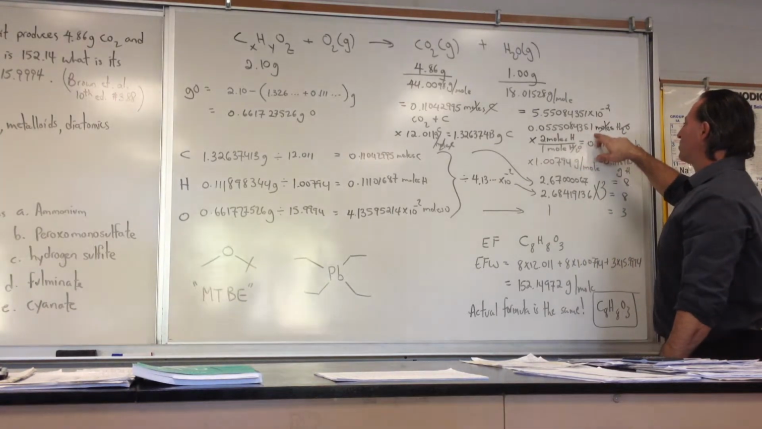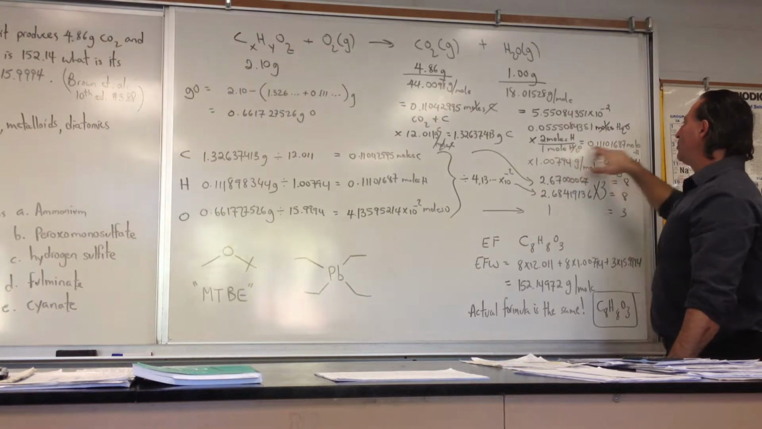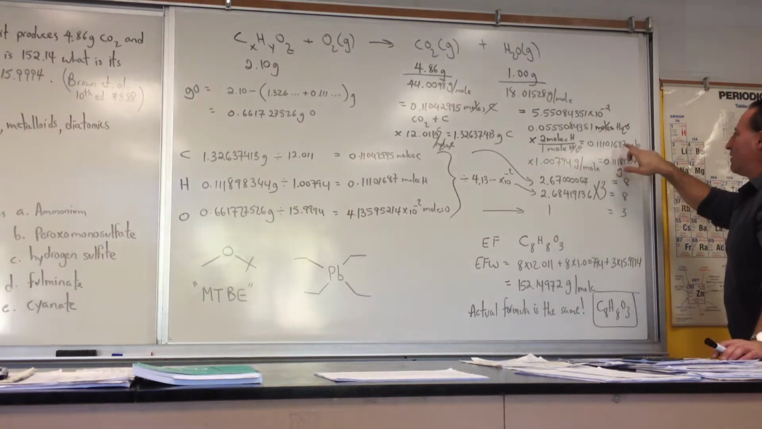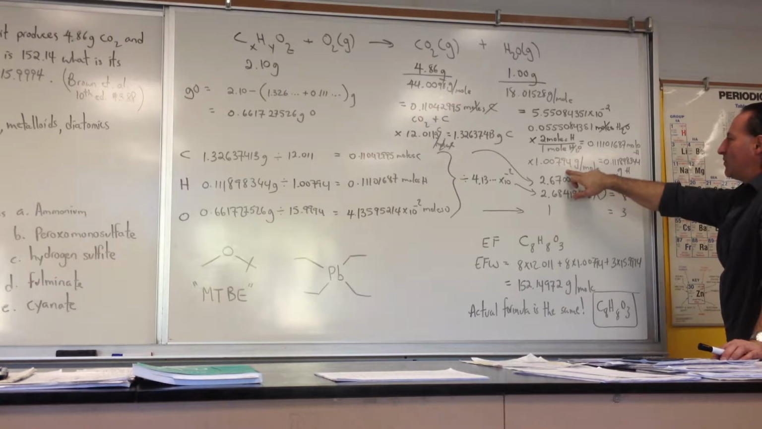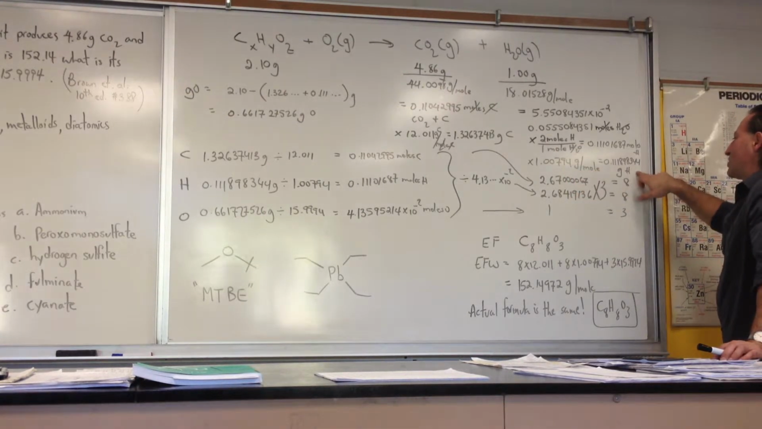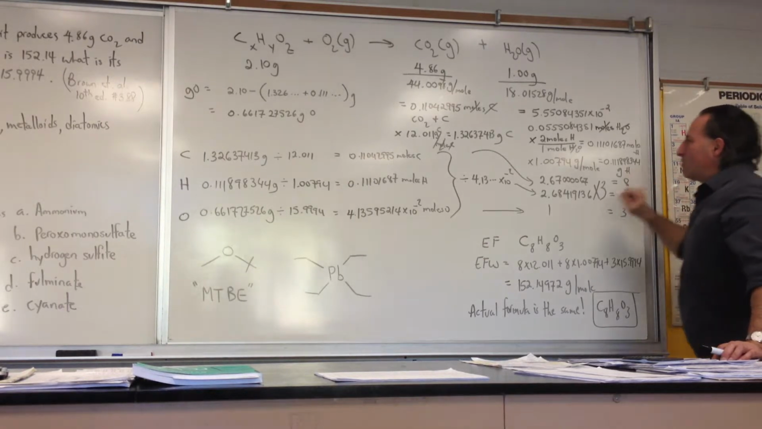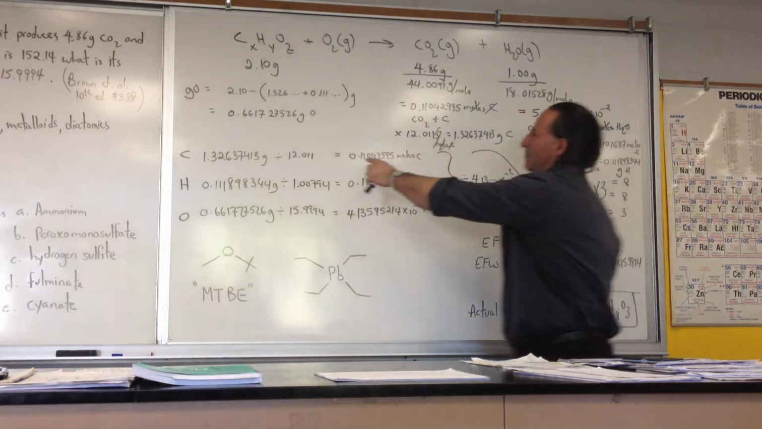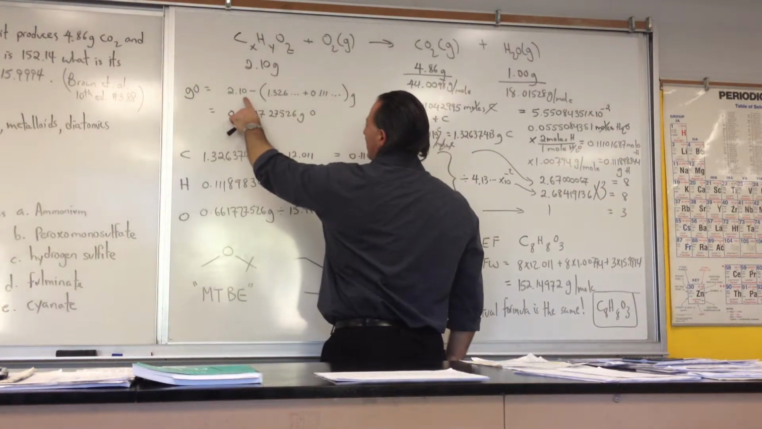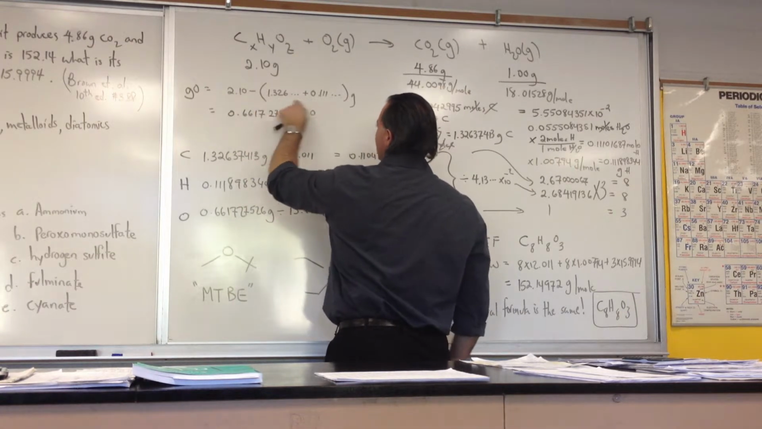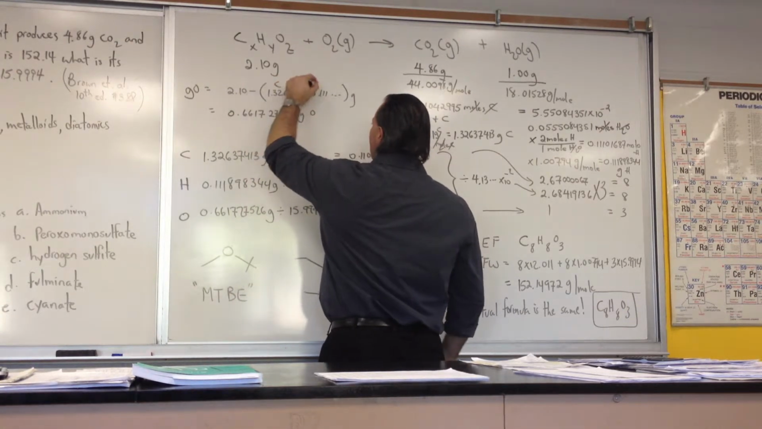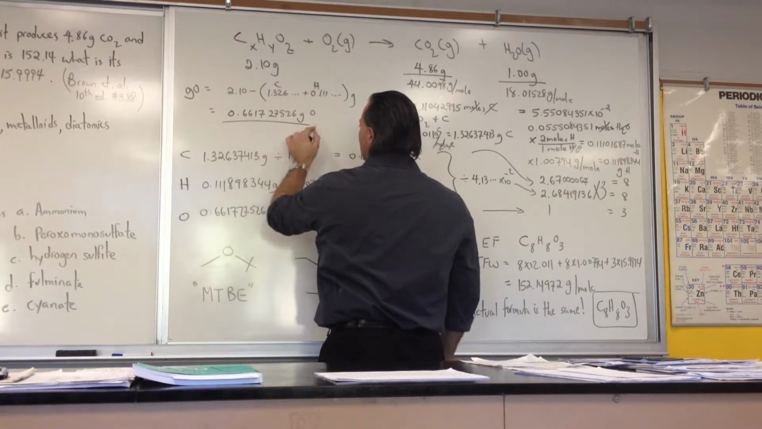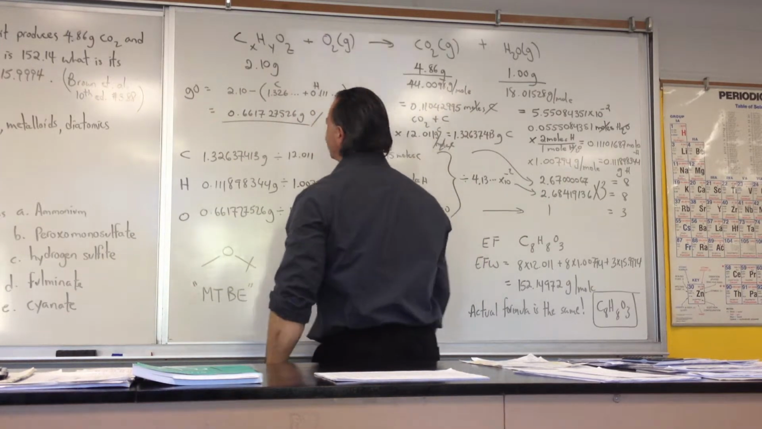Anyway, we have that many moles of water. If we multiply by 2, we get the number of moles of hydrogen. Then from the moles of hydrogen, we multiply by the grams per mole mass of the hydrogen to get the grams of hydrogen, which is 0.1118. So we found the grams of hydrogen, we found the grams of carbon. We take these 2 numbers now and subtract them from the original amount of the sample, the mass of the sample. So 2.1 minus the mass of carbon and the mass of hydrogen is going to give you the remainder, which is the mass of oxygen.